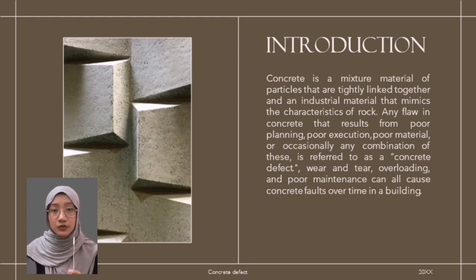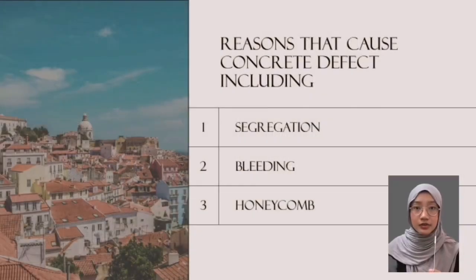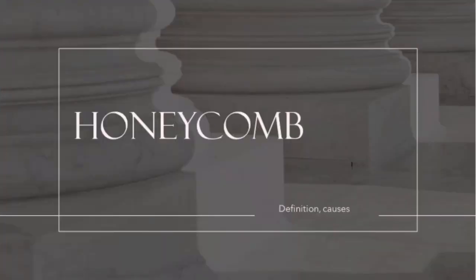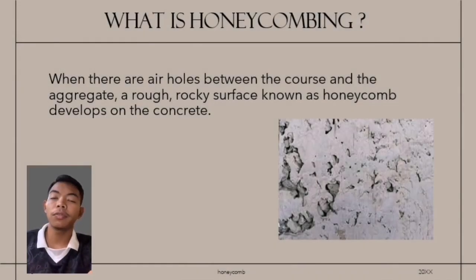Wear and tear, overloading, and poor maintenance can all cause concrete faults over time in a building. There are many types of defects in concrete, but today we would like to talk about three main defects that are commonly seen in our daily life. One type of concrete defect is honeycombing, that you visibly see in a lot of concrete members, and it is visible in the image that you see in front of you.